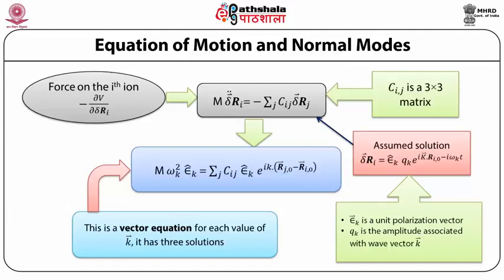Now substituting the assumed solution of delta Ri in the equation of motion gives the following equation, that is m omega k squared multiplied by epsilon k. Now remember that this epsilon k which I have introduced is a vector quantity and is equal to summation over j of Cij epsilon k into e raised to the power i k dot (Rj naught minus Ri naught). So this equation is a vector equation, and for each value of k it has three solutions.